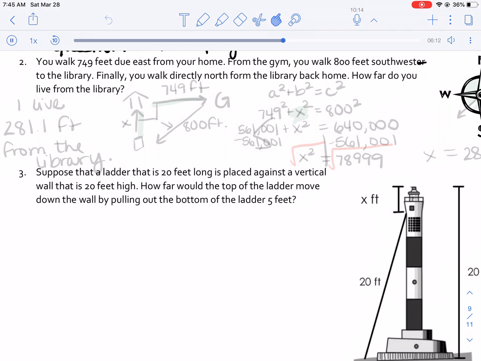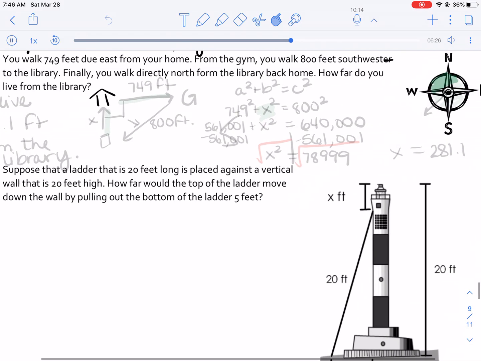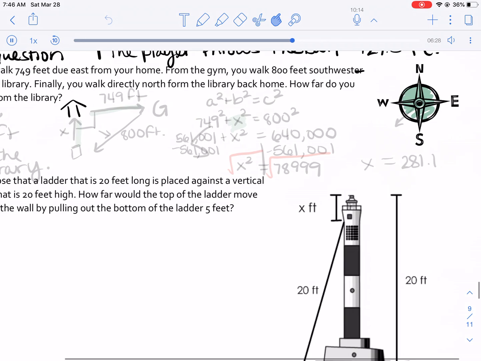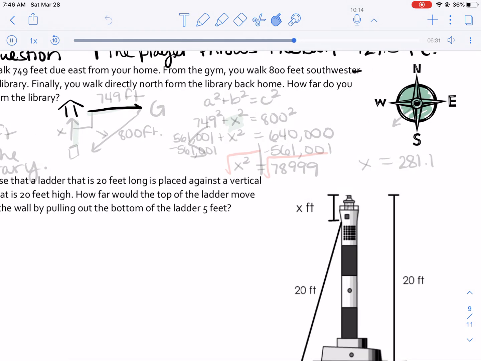So I'm first going to write an H for my home. Actually, let's draw ourselves a little house. Here's my little house. And I'm going to go to the gym, and it says due east. The nice thing is over here, I have a compass, and it tells me that east is to the right. So I'm going to draw a little arrow to the east. I went 749 feet that way and ended up at the gym. And then we're going to go southwest, which is right in between south and west. So it's going to end up this direction. And that was 800 feet.